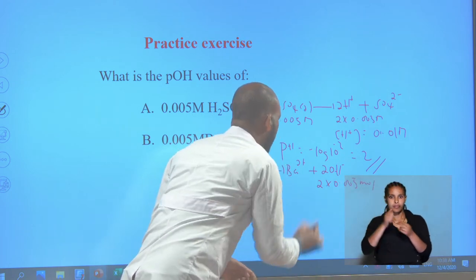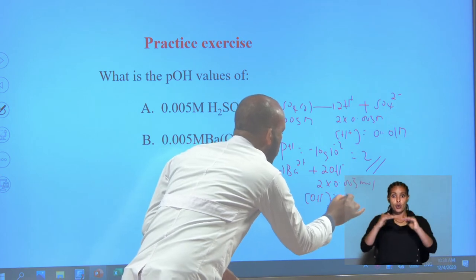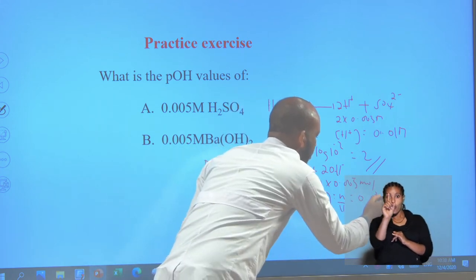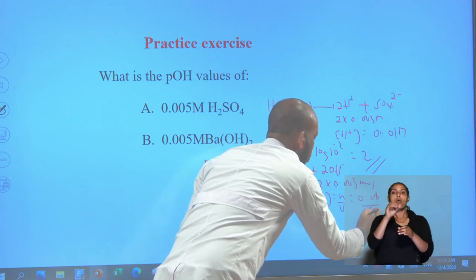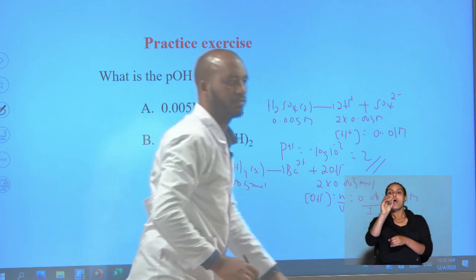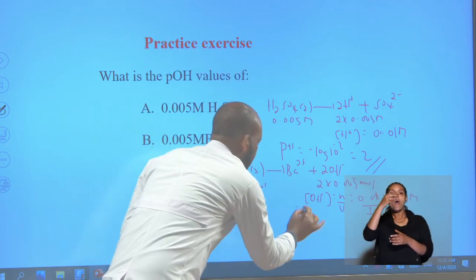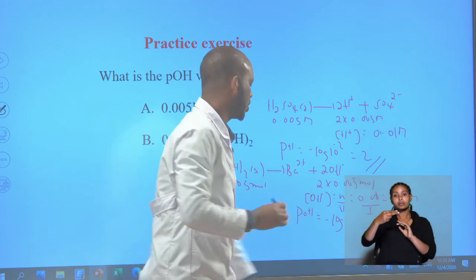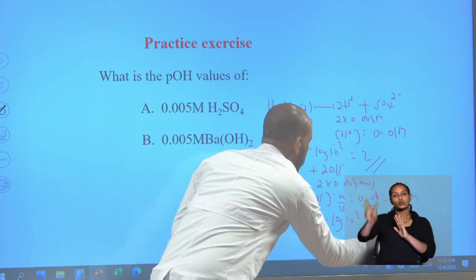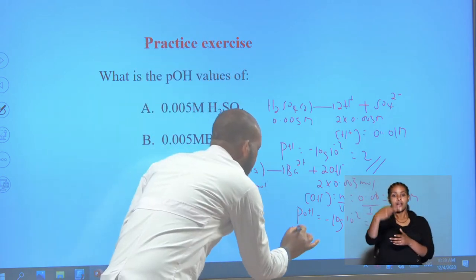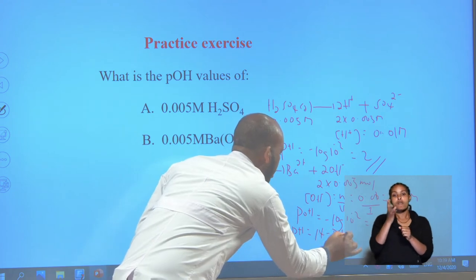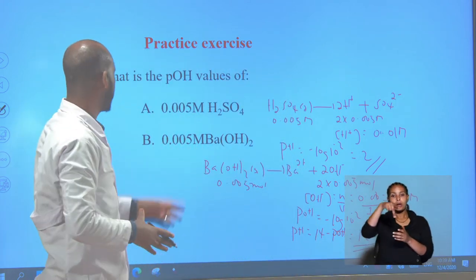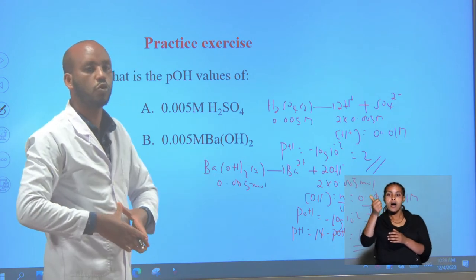0.005 mole. Now concentration of OH- equals number of mole divided by V. Number of mole is 0.01 mole divided by volume 1 liter, which is 0.01 molar. Now, pOH of this solution is the negative logarithm of hydroxide ion concentration, which is 10 raised to minus 2, equal 2. pH of this solution is 14 minus pOH, equal 14 minus 2, is 12. pH of 0.005 molar barium hydroxide solution.